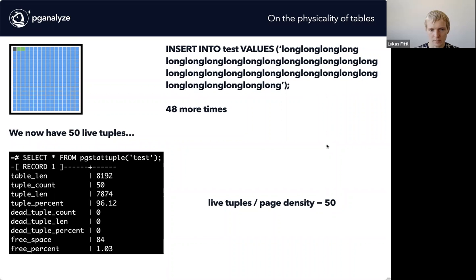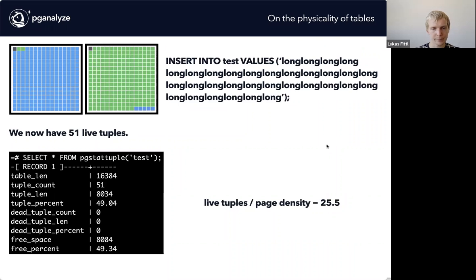And one thing you can capture here is the live tuples per page density, which means on average, how many live row versions are there on each page. And right now that's 50, right? So it's pretty good in the sense that we have a lot of data compressed in small space. Now we insert one more value, and what happens is Postgres has to extend the table. So Postgres allocates a second page, and now our tuple density, of course, drops, right? Because suddenly we have 2 pages, one of them pretty empty, right?